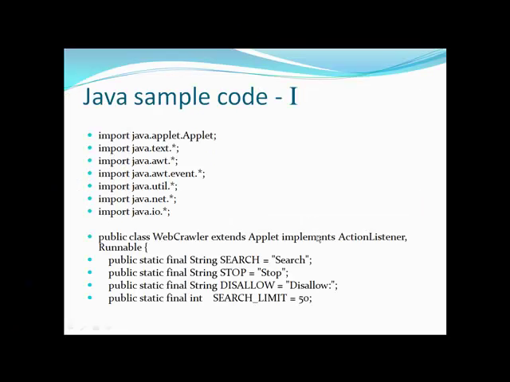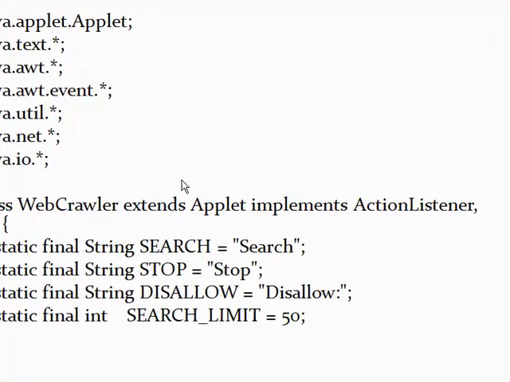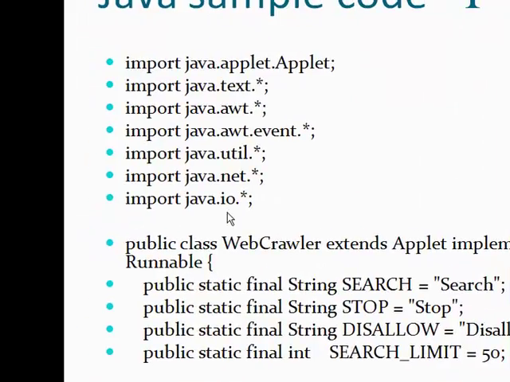Now here I describe the Java sample code, part 1. Actually this is the applet, Java applet code. We initially import Java libraries. You can see the java.applet, java.text, awt, event, util, IO, and .NET packages. Public class WebCrawler extends Applet implements ActionListener.